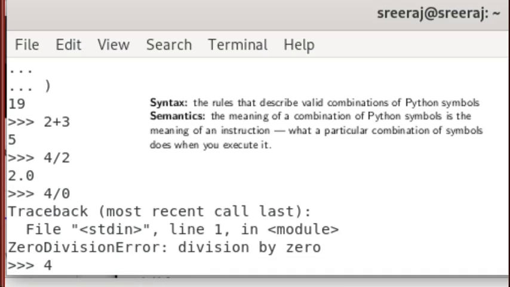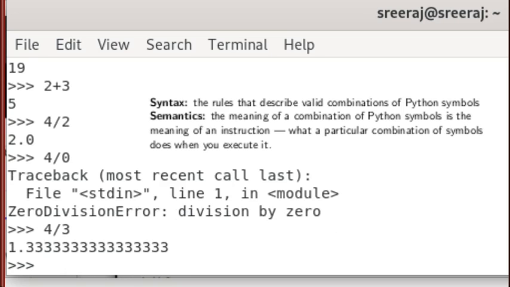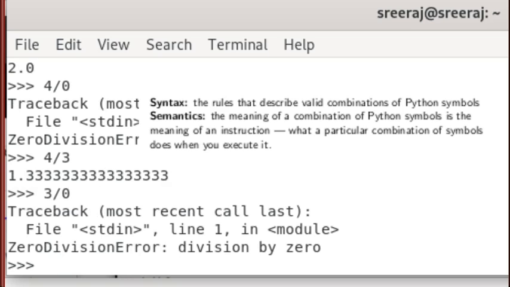And we can see that 4 divided by 3 is valid syntax, so we got the answer. Instead, if I divide 3 by 0, it shows a zero division error. However, the meaning of this expression is invalid. It's not possible to divide a number by 0, and so we get a zero division error, which is a semantic error.